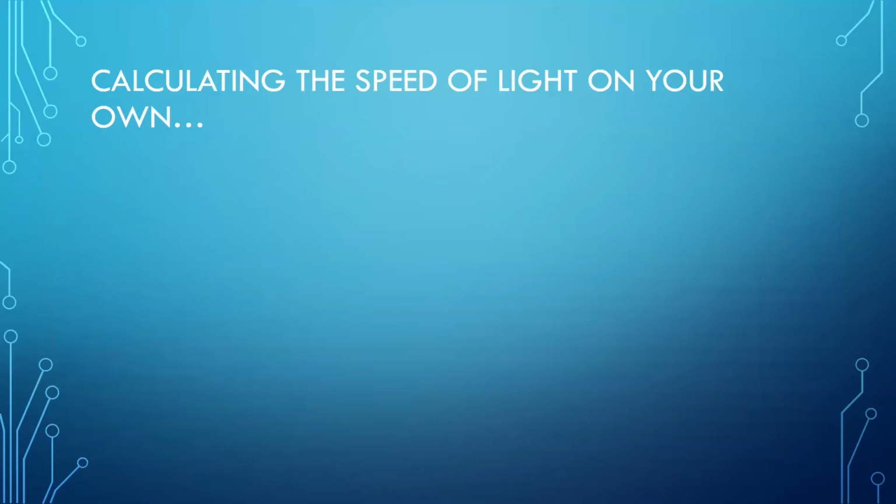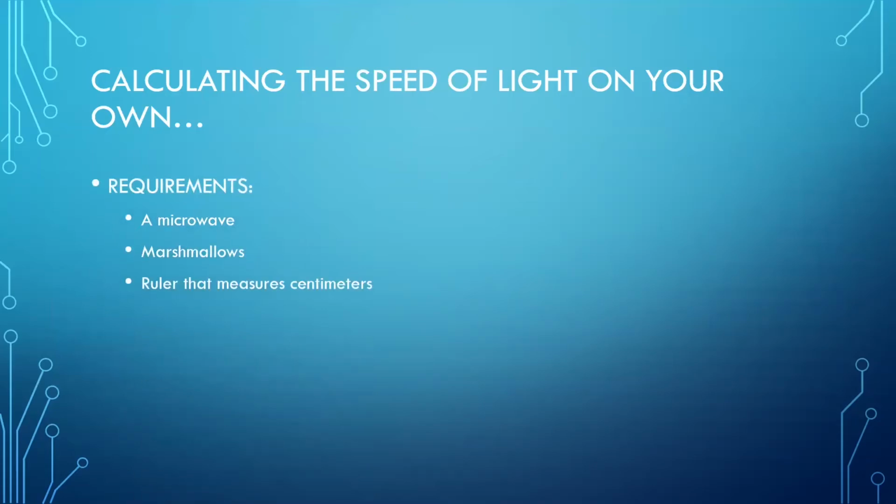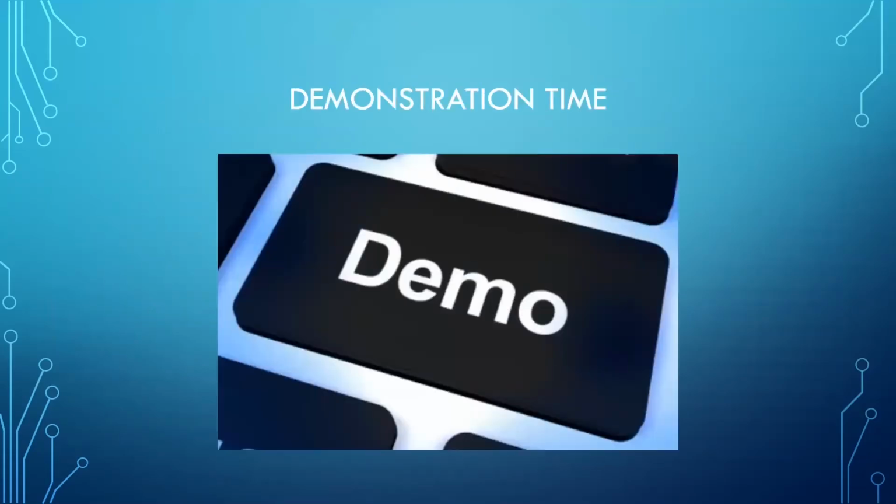Now, how can you calculate the speed of light? First, there are a few requirements. You'll need a microwave, marshmallows, a ruler that can measure in centimeters, a calculator, and a pencil and paper. Now let's get on to the demo.